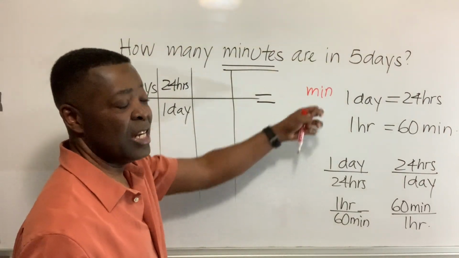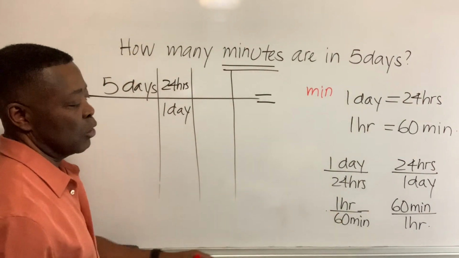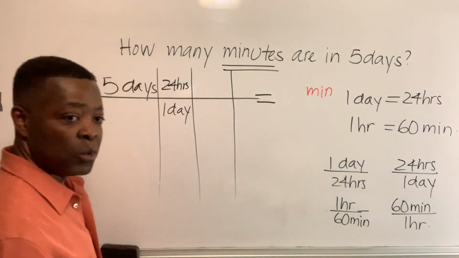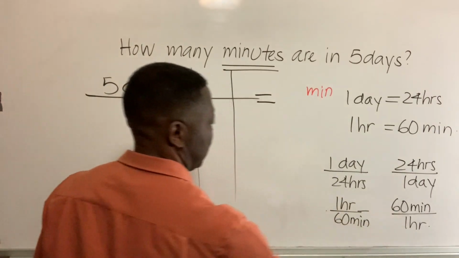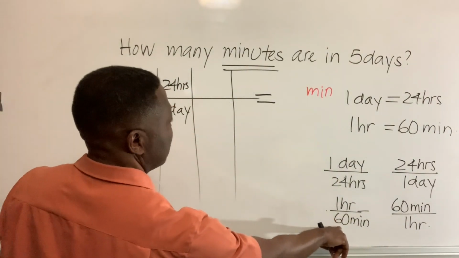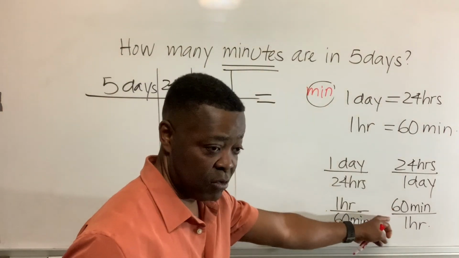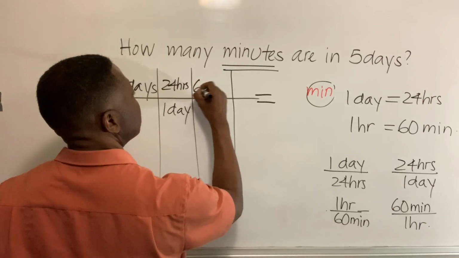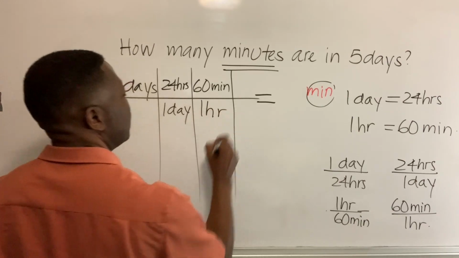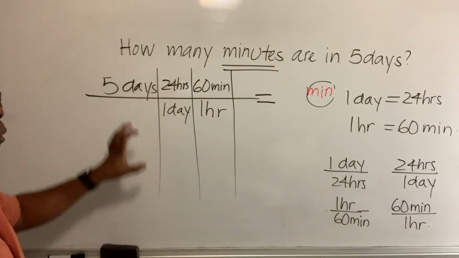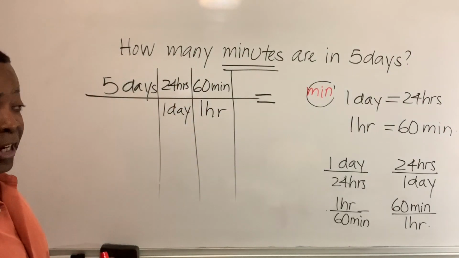Remember, I'm looking for minutes, so I have to take another step. Which step do I take? Of these 2 fractions, which one do we use? Do we use 1 hour over 60 minutes or 60 minutes over 1 hour? How do I know? This one has minute at the bottom. I'm looking for minute in my answer. The minute should be on top. So I use the second one, 60 minutes over 1 hour, which is also equal to 1. So I multiply 5 days by 1 and then by 1. I don't change anything. All right.